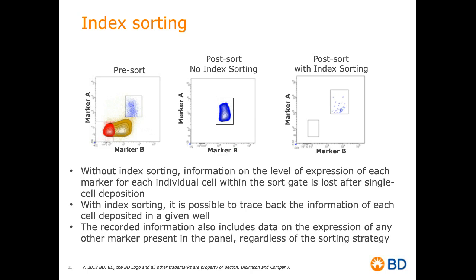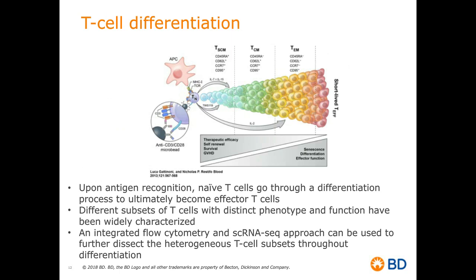And for today's webinar, we're going to put the concept of integration of flow cytometry and single-cell RNA-seq through index sorting in the context of the very well known, characterized, and studied model of T-cell differentiation. Because it's very well known that T-cell differentiation is a highly heterogeneous system, as depicted here in this cartoon from a beautiful review from Nicolas Restifo and Luca Gattinoni. And it's very well known in the field that upon antigen recognition, naive T cells begin a process of differentiation that ultimately leads to the generation of effector T cells.